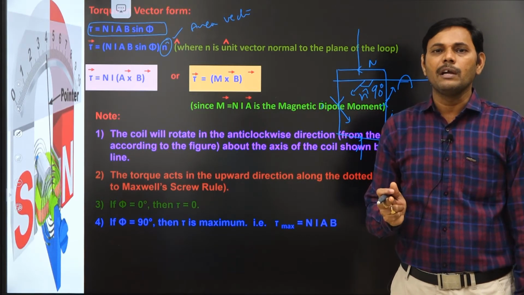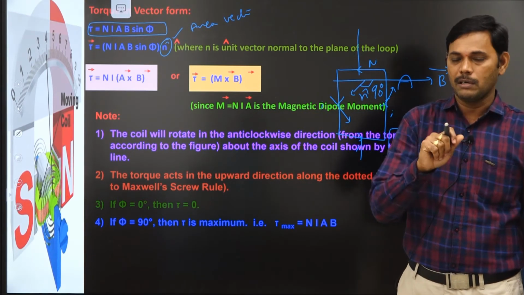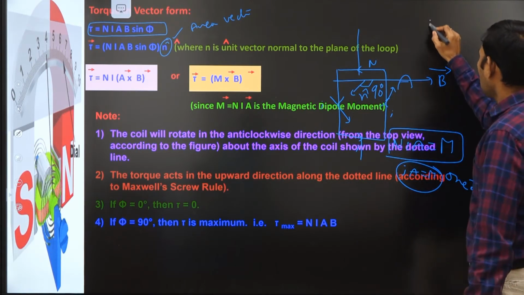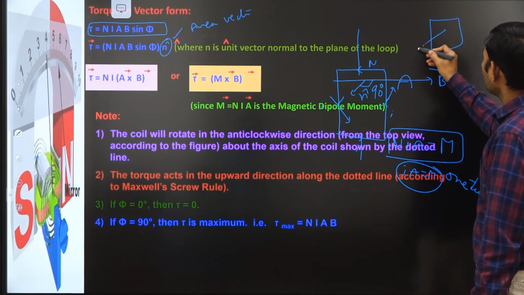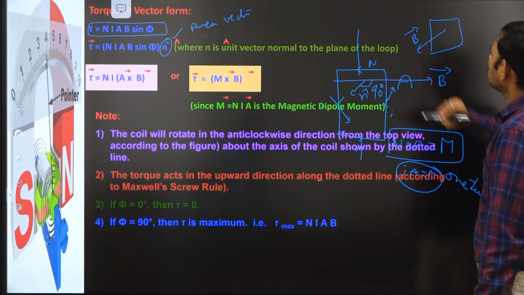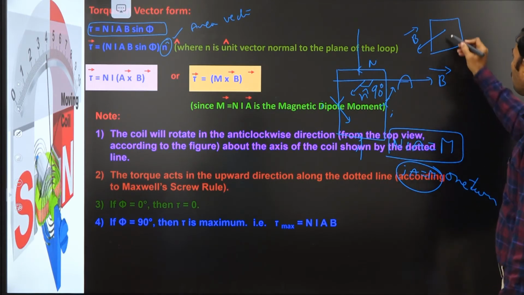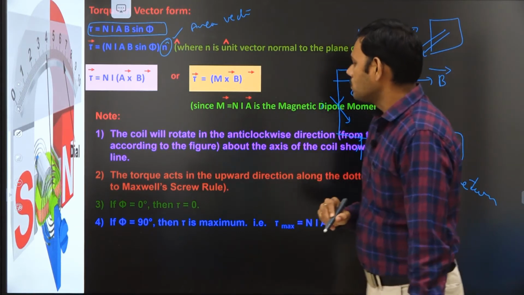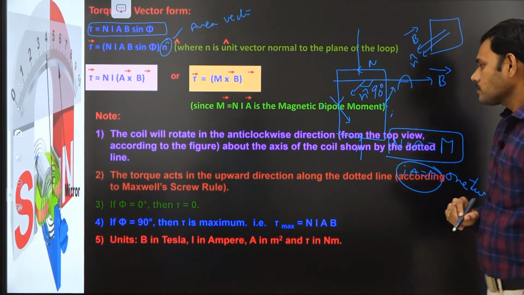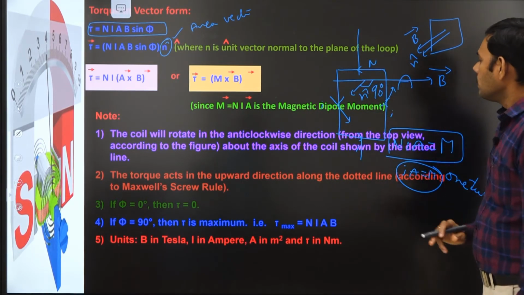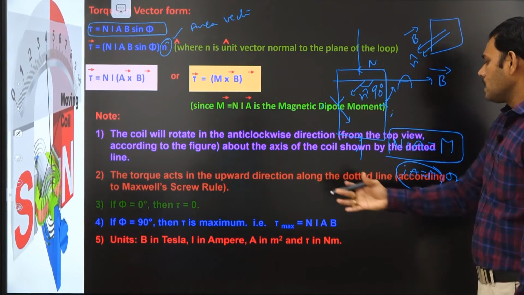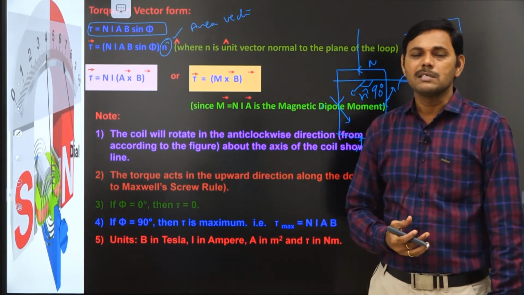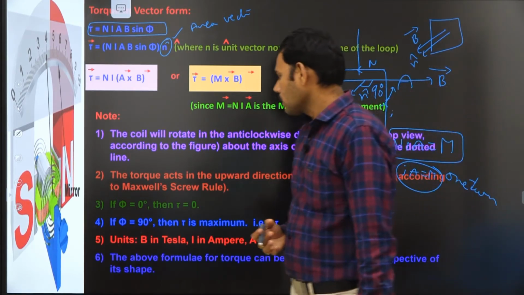To get maximum torque, the condition is magnetic field is parallel to the face of the coil, or magnetic field is perpendicular to the area vector normal. Parallel to the face of the coil means the area vector is making 90 degrees, then torque is maximum. Unlike that, if magnetic field is perpendicular to the face of the coil, and n cap and B bar are parallel to each other, then theta is 0, then tau is equal to 0. Here the SI unit of magnetic field is Tesla, current is in ampere, and the unit of torque, as we know from mechanics, is Newton meter.